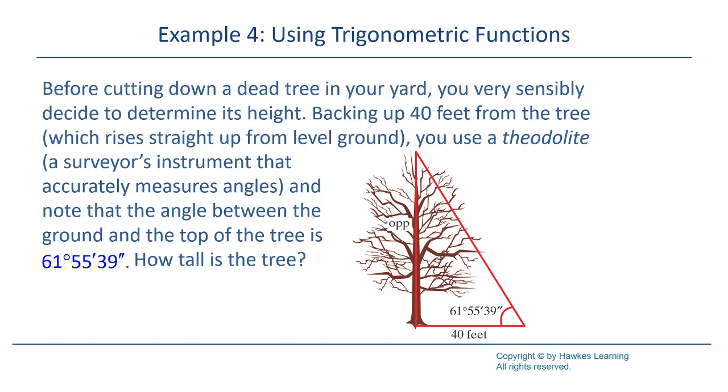So back up from the tree, and you're assuming that the tree is basically going up straight. If it has a bend, it's basically negligible. And then you use a theodolite, I'm assuming that's how it's pronounced, which is a surveyor's instrument that accurately measures angles. And you get the angle between the ground and the treetop is 61 degrees, 55 minutes, 39 seconds. Now with this information, we can determine how tall the tree is.